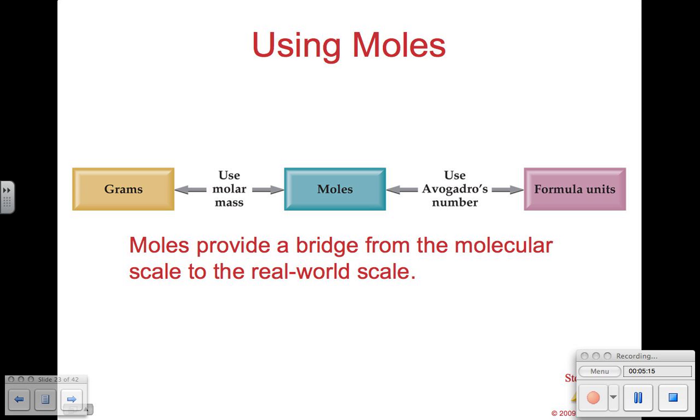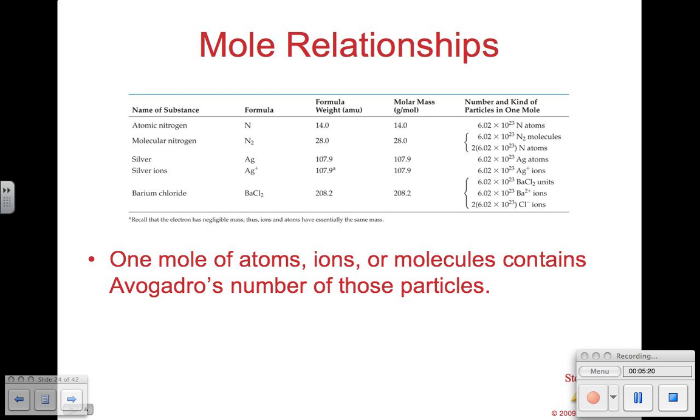Right, and this table just gives you the concept that 1 mole of atoms, ions, or molecules contains Avogadro's number of those particles. So if I have exactly 14.0 grams per mole of atomic nitrogen, then I will have exactly 6.02 times 10 to the 23rd nitrogen atoms, right? You can get the idea, I think.